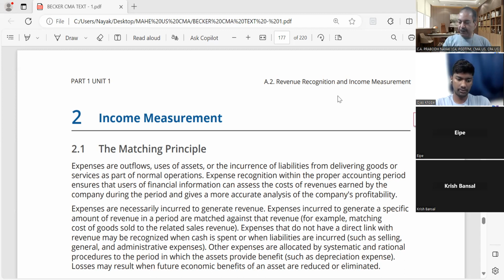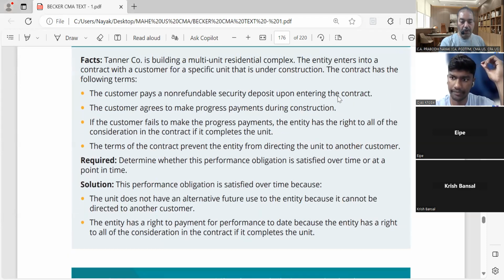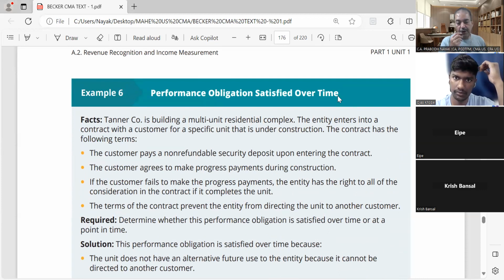So in the last lecture, we had seen the different ways of recognizing income and the different stages of recognizing income. I think we have covered all the 5 steps in the last session, right? And we have taken the questions also based on all the 5 steps. And we had also done performance obligations satisfied over time and at a point in time.